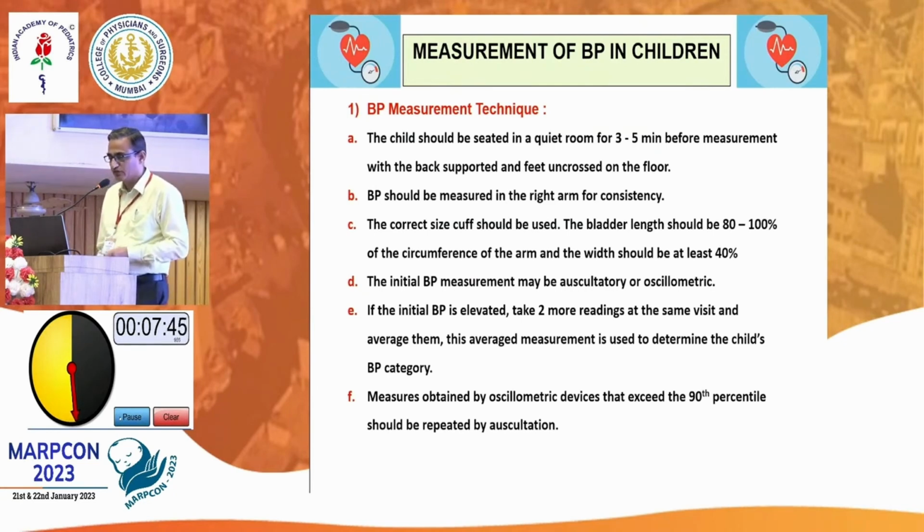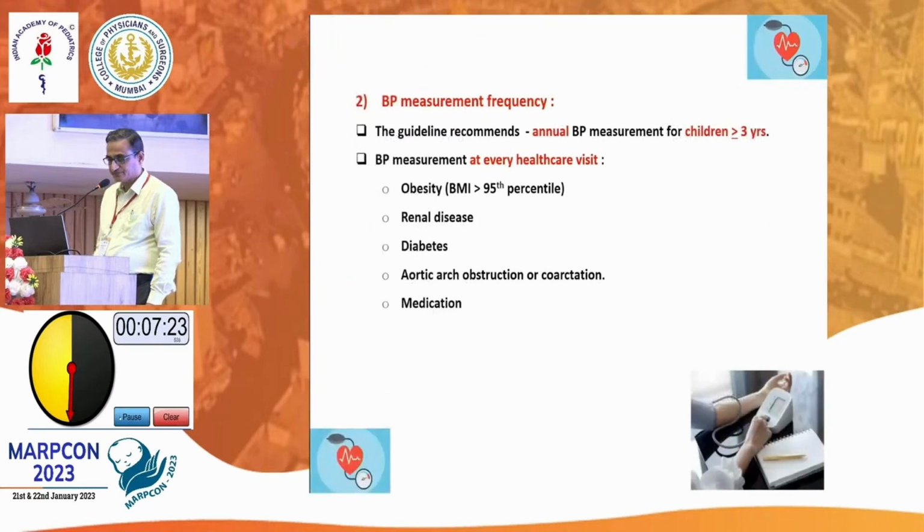The bladder length should be around 80 to 100% of the arm circumference, and the width should be at least 40%. Initial BP measurement may be auscultatory or oscillometric. If the BP is elevated, take 2 more readings at the same visit and average them, and this average reading is used to determine the child's BP category. Measures obtained by oscillometric devices that exceed the 90th percentile value should be repeated by auscultation.